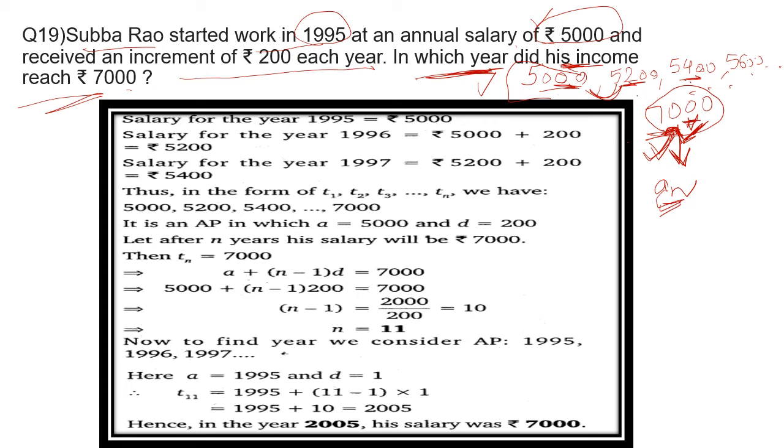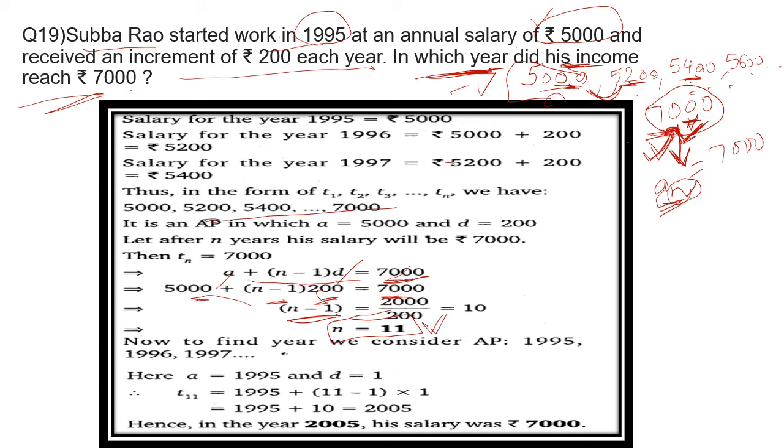I know the general formula for the nth term, that is a plus (n minus 1) d. So an is equal to 7,000, and I have to find out the value of n only. So a plus (n minus 1) d is equal to 7,000. According to this AP, a will be equal to 5,000, and d will be equal to 200, so 5,000 plus (n minus 1) times 200 is equal to 7,000. You can easily solve this equation and n will come out to be equal to 11.